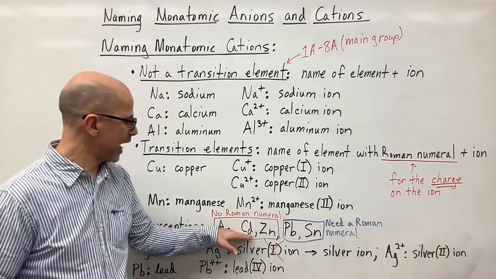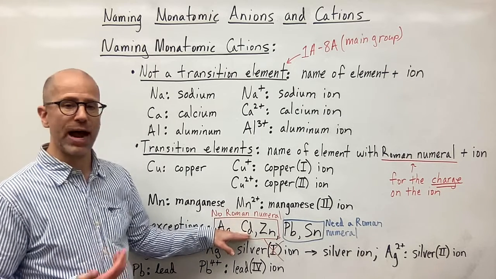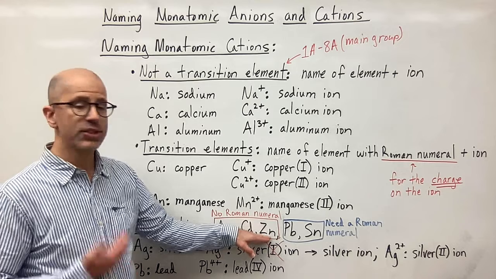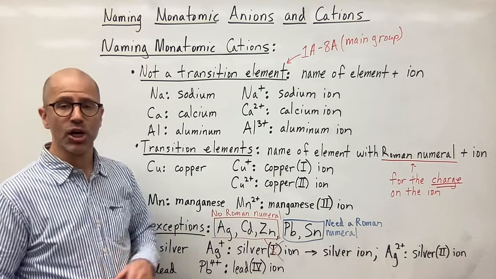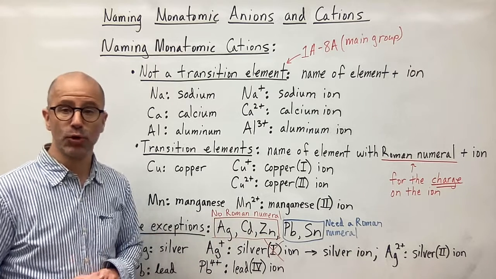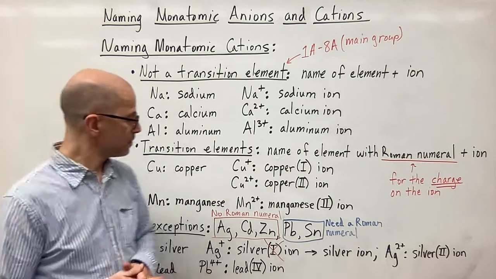Same thing goes for cadmium and zinc. Cadmium only ever has a 2+ charge. Zinc only ever has a 2+ charge. So there's no need for a Roman numeral for those transition elements.